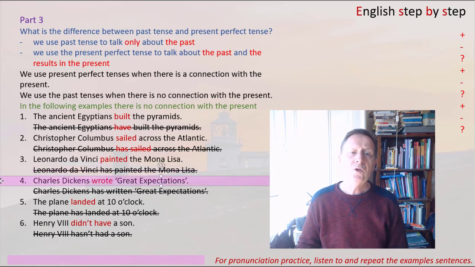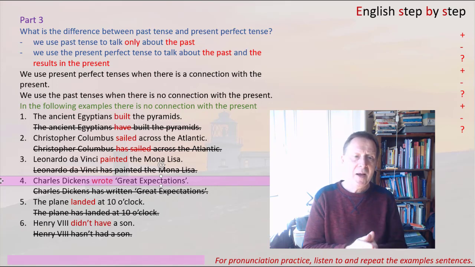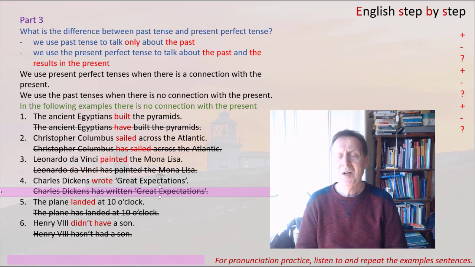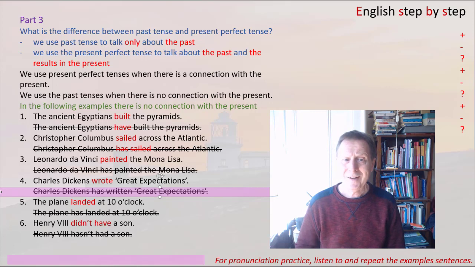Number 4. Charles Dickens wrote Great Expectations. So, it's in the past, it's history. Charles Dickens has written Great Expectations. Well, that's not logical because Charles Dickens is a historical figure.